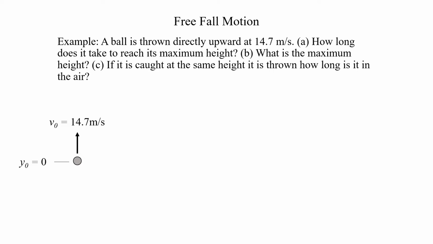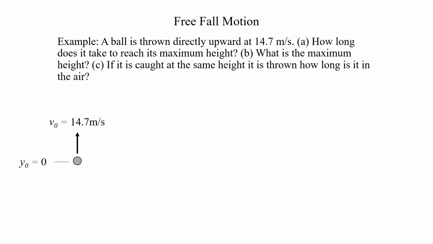So part A, it says, how long does it take to reach the maximum height? Well, as the ball goes upward, we know that it will slow down. So gravity will slow it down. Since we have an acceleration down towards the center of the Earth, that's the acceleration due to gravity, which is 9.8 meters per second squared. Since the velocity is up, the acceleration is down, the ball slows down. And so it loses velocity. So it gets slower and slower and slower until the velocity becomes 0 at the maximum height.